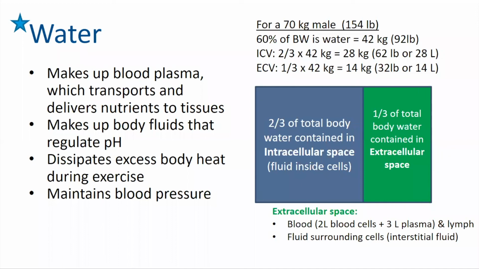Water is very important because it makes up our blood plasma, our blood volume, which transports and delivers nutrients to our tissues. So if we were to take all our total body water, we would be able to divide it into two compartments, one being our intracellular space, or the water contained within our cells, and 1/3 of the water would be contained in our extracellular space. This extracellular space is comprised of our blood within our vascular space, and then also fluid surrounding our cells, so our interstitial space.